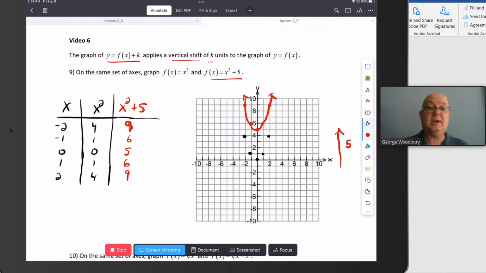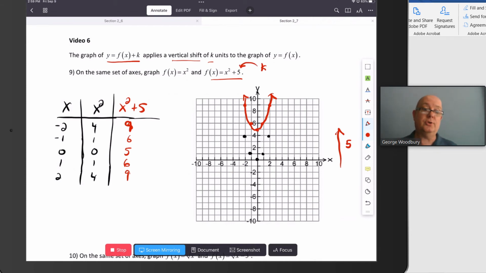If you could pick the black points off the graph and just carry them up 5 units, that's the graph that you would get. So that's a vertical translation or shift of 5 units upwards because the value that we're adding on, k, is positive.